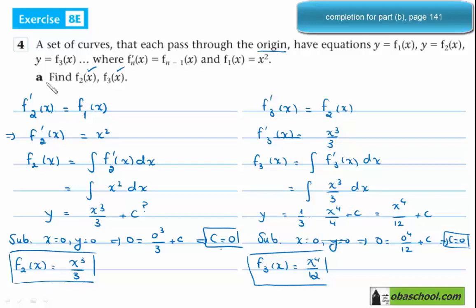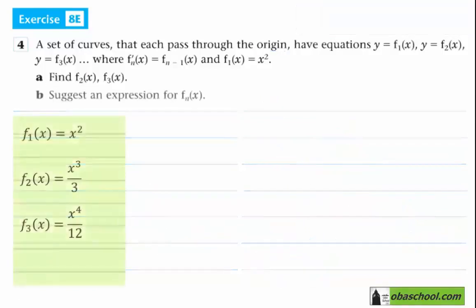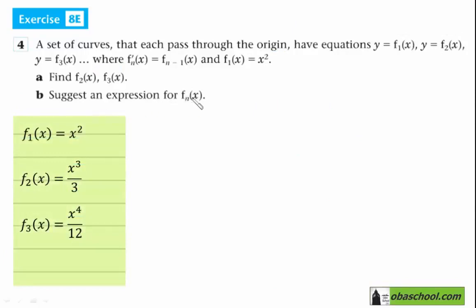For part B of exercise 4, we are asked to suggest an expression for fn of x. In the previous parts, we were able to find f1 of x equal x squared, that was given, but we found f2 of x that is x cubed over 3, f3 of x that is x to the power 4 over 12, or if we remember, it's the same as 1 over 3 multiplied by 1 over 4 x to the power 4. This is not enough to find the expression for fn of x.